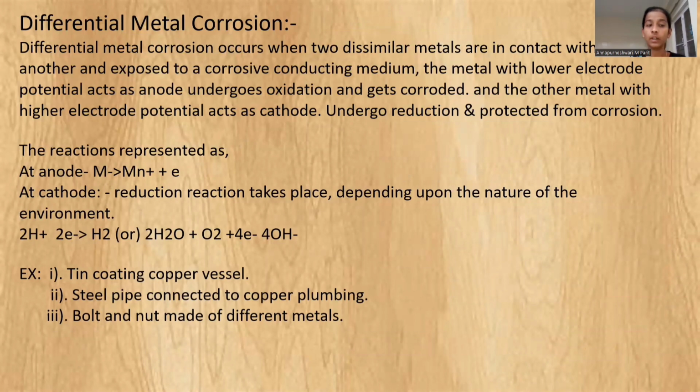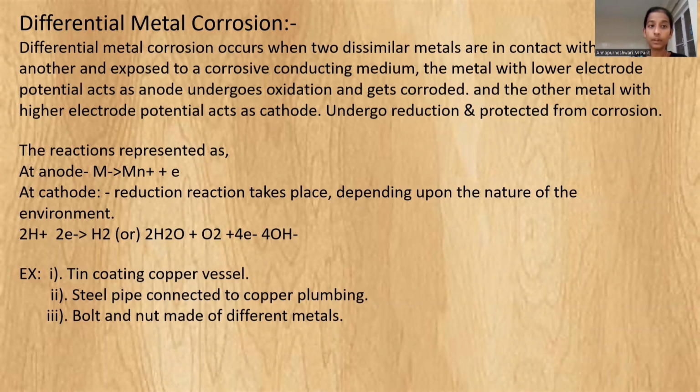Differential metal corrosion occurs when two dissimilar metals are in contact with one another and exposed to a corrosive conducting medium. The metal with the lower electrode potential acts as an anode, undergoes oxidation and gets corroded. The other metal with a higher electrode potential acts as a cathode, undergoes reduction and is protected from corrosion.